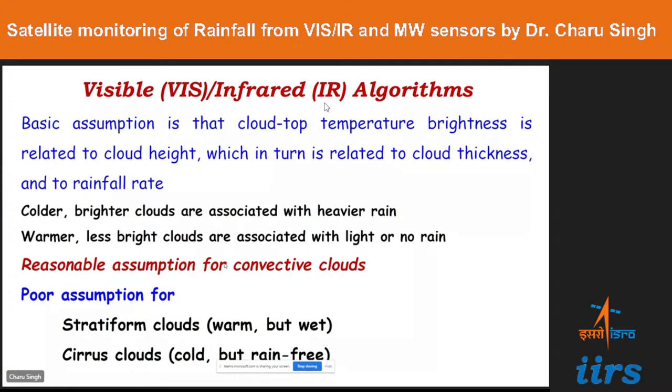But this method is basically a poor assumption for stratiform clouds. Stratiform clouds are basically warm clouds but rain bearing. And then there are the cirrus clouds. These cirrus clouds are cold clouds, but they are not rain bearing clouds.